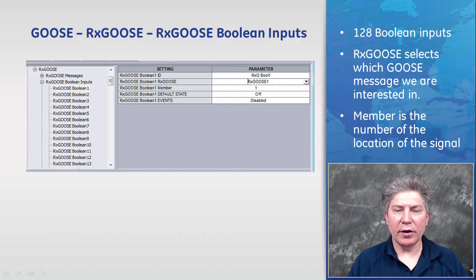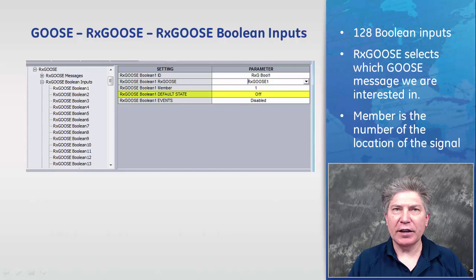Next, we'll look at the RX Goose Boolean inputs. This portion, in previous versions, in my opinion, reminds me of the remote input designation. There are 120 Boolean inputs available to be programmed. The ID allows us to label this Boolean input. The RX Goose gives us the choice of selecting between the 16 RX Gooses that we want the specific signal from. The member, this is where we select the member number within the Goose message. Remember, there are 64 members per Goose message, so we have to tell it which one we're interested in there.